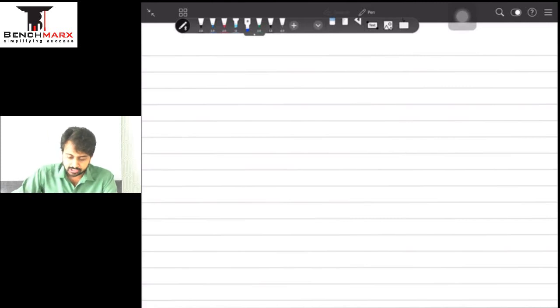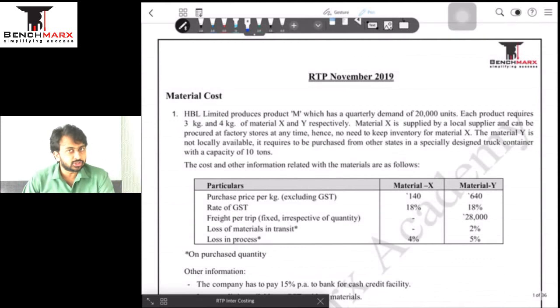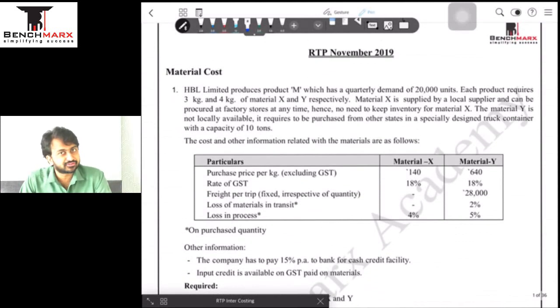Okay, so let us start without wasting time the RTP of November 19. So should we start? Hopefully yes. Okay, let us start please. Question 1 is on November 19. Let us first read the question.